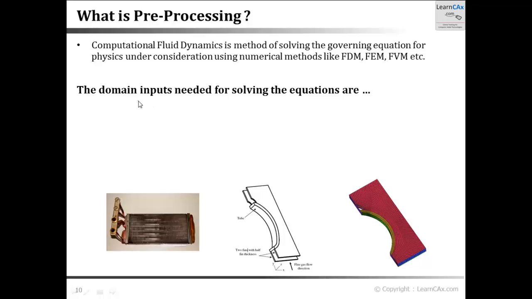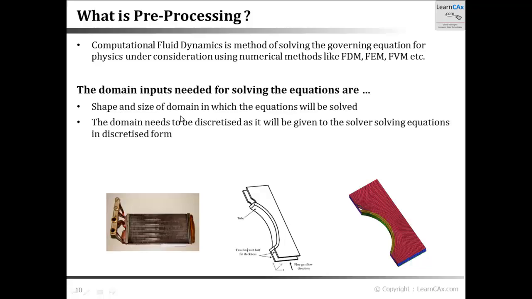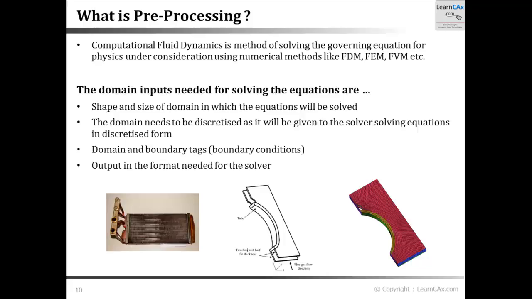So pre-processing means the domain inputs which are required for the solver are obtained within the pre-processing software, and then the entire pre-processed model is fed into the solver. Within the pre-processing process, we prepare the CFD model, we give it an appropriate shape and size. Then we discretize the entire CFD model by using a mesh. We give boundary conditions or domain conditions in order to make sense of the physics, and then we write the output file which is given to the solver.